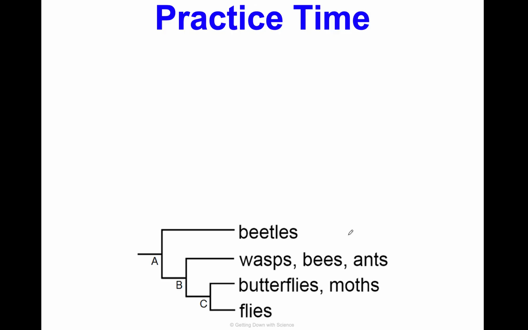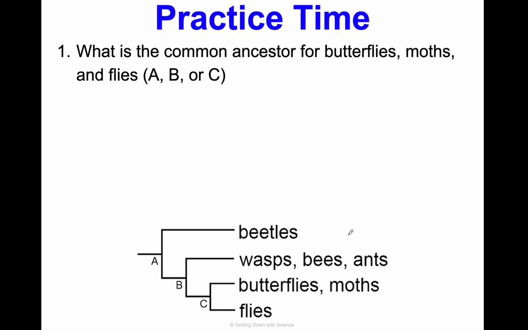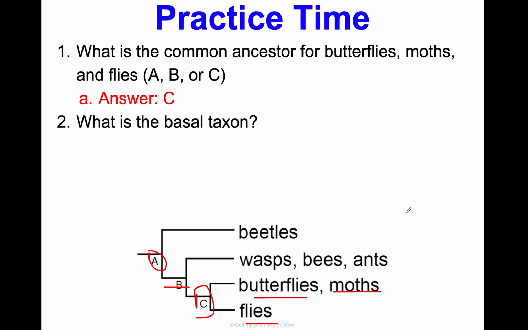All right, let's practice. What is the common ancestor for butterflies, moths, and flies? Is it A? Is it B? Or is it C? Well, we got butterflies there, we got moths there, we got flies there. If you said C, you would be correct.